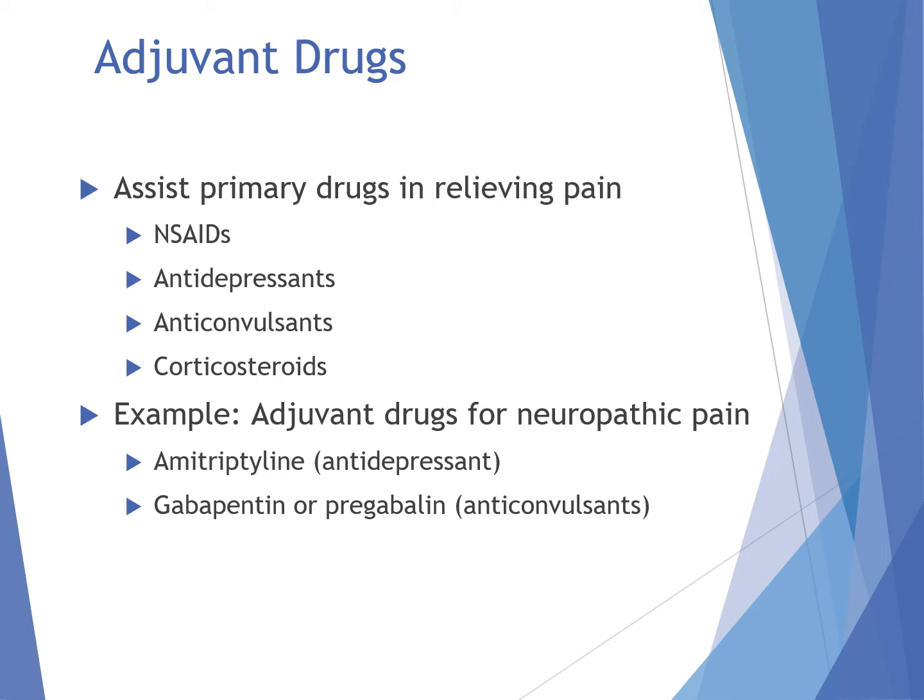So for example, an adjuvant drug for neuropathic pain would be amitriptyline, which is typically used as an antidepressant, but an off-label therapy that we use for neuropathic pain is amitriptyline. And then we also use gabapentin or pregabalin, as those are both anticonvulsants, but we will also use those for neuropathic pain. Actually, gabapentin is widely used to treat neuropathic pain, but it is an anticonvulsant.